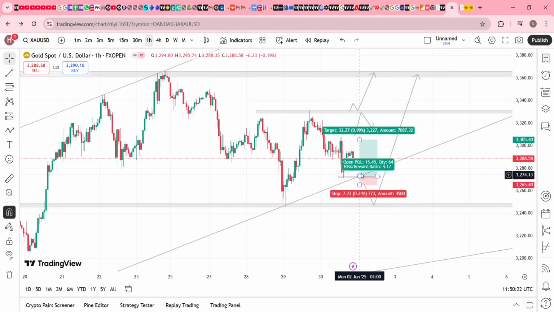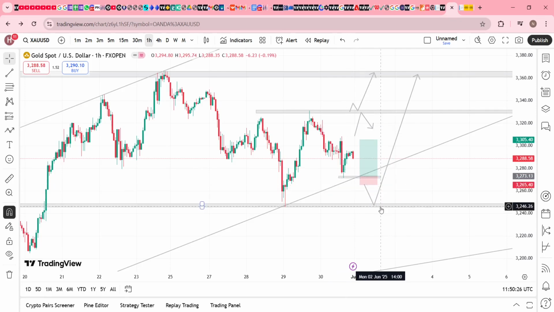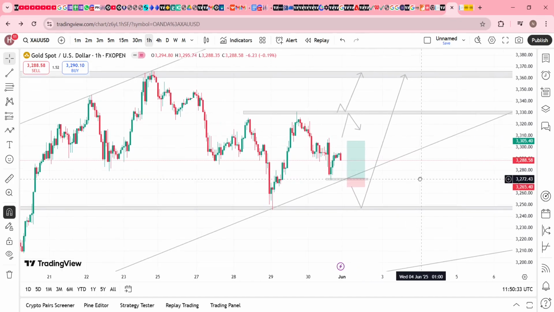So I would rather prefer to let the noise be cleared at this level before I expect the market here to either take a buy or a sell, depending on what will happen. So this is what I'm seeing in this market.